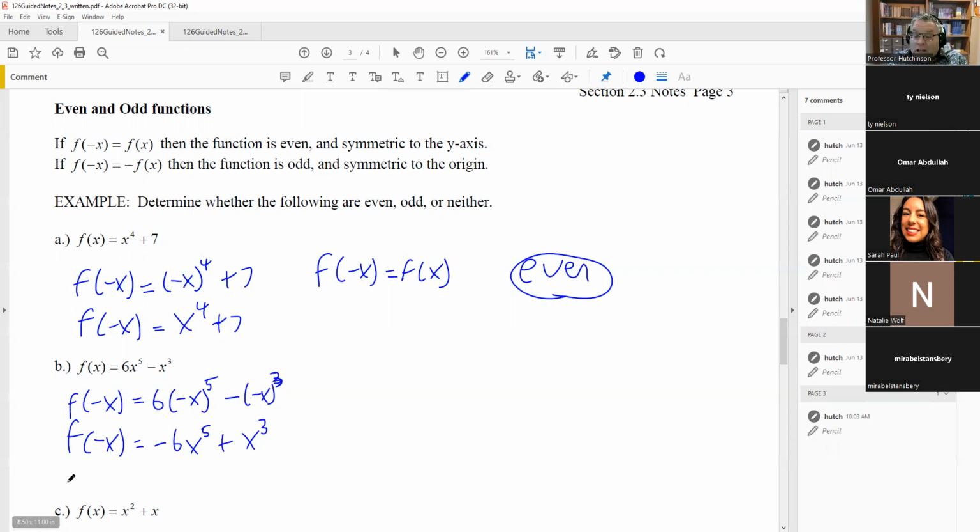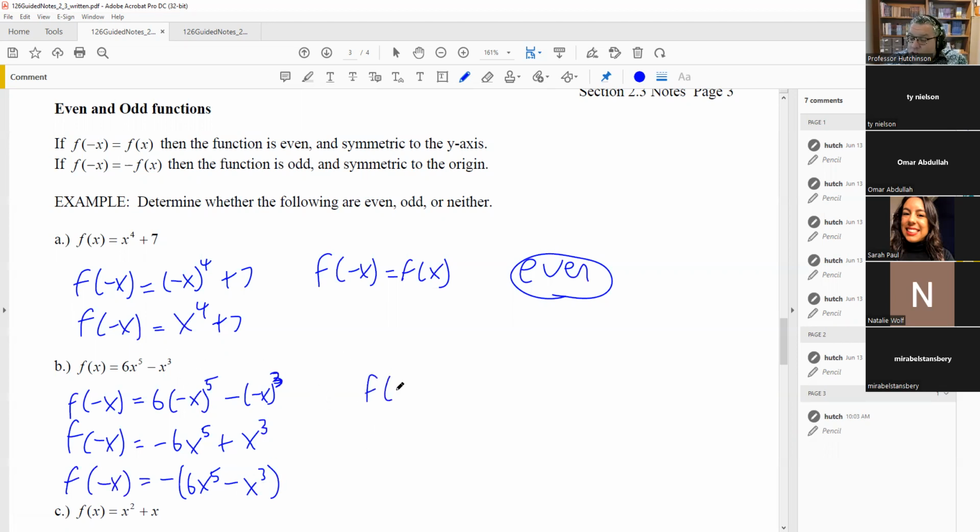You should factor out a negative if it's not even. Okay, so let's do that. Really what you're doing is you're factoring out a negative 1. So if I take that out, I get 6x to the fifth. This is a plus. If I take out a minus, that's a minus x to the third. The part in parentheses is the same as the original function.